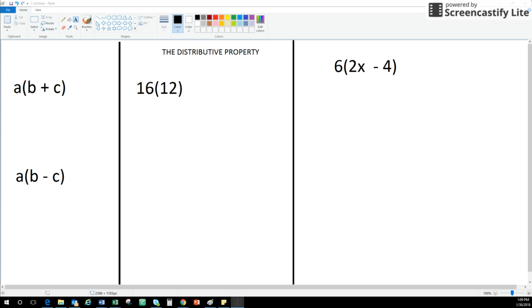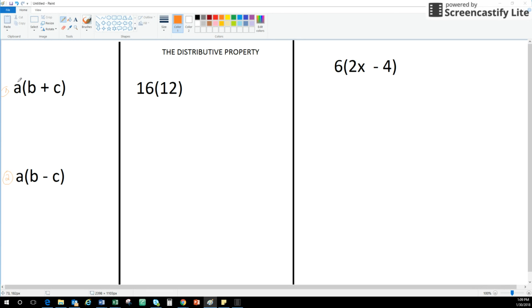All right, everybody. So we're looking at the distributive property, and we're going to do a couple problems here. First, we're going to break down what the distributive property actually means. When we're dealing with the distributive property, it can show up in one of two ways. Here's the first way over here, on the very far left. It can either show up with a plus sign or a minus sign.